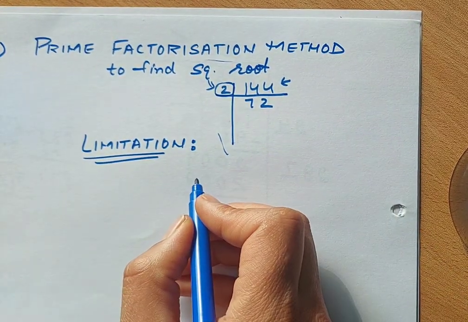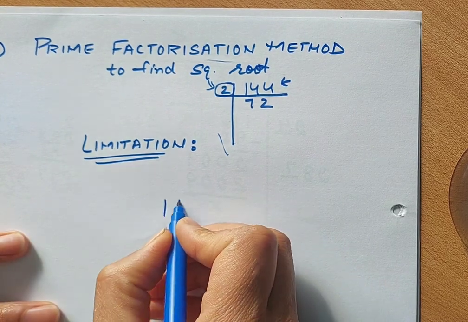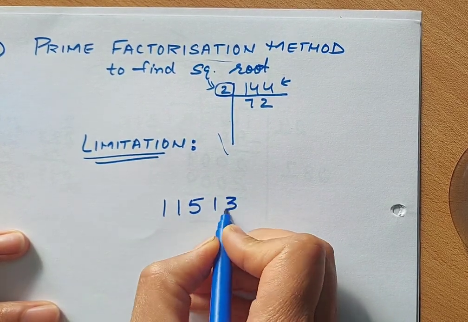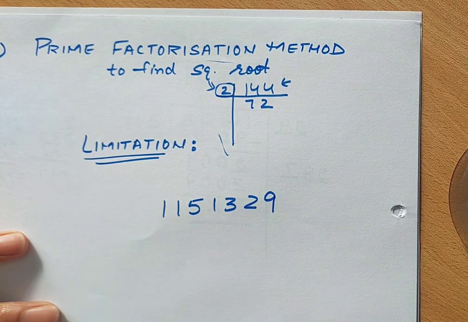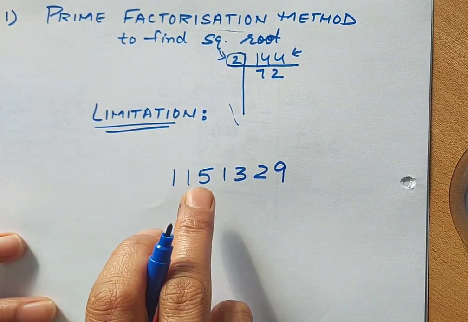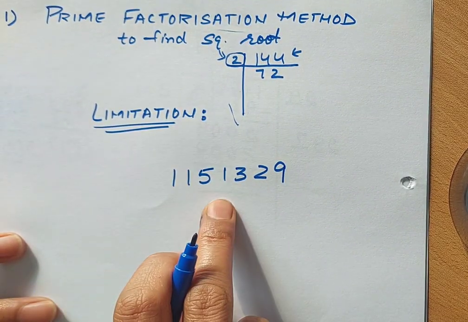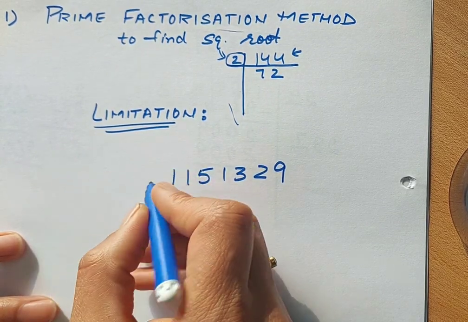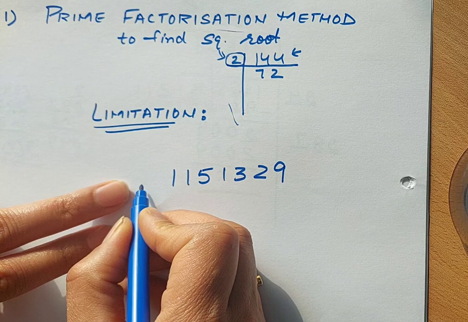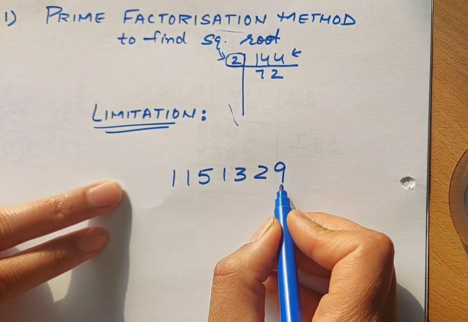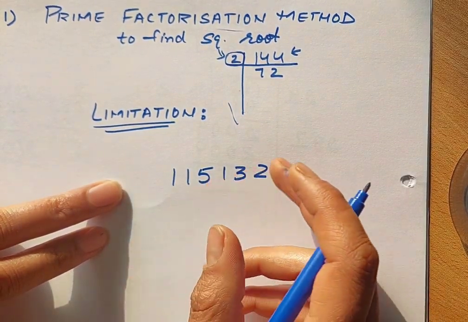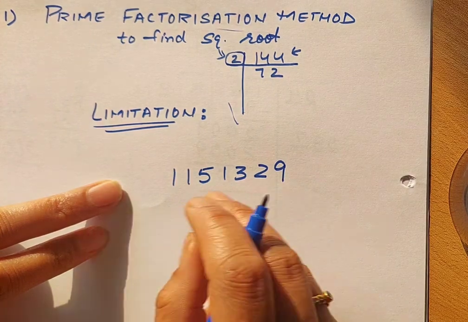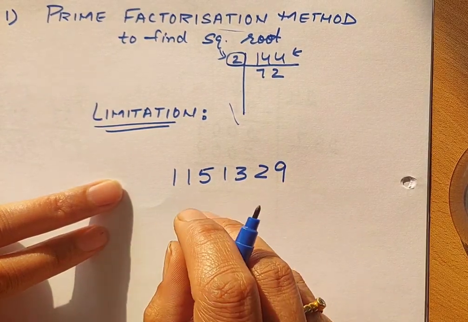Let's take this number here, 1151329. Suppose this is the number. And if I ask you to find out its square root, for that you need to open the number. If you try opening this number, you have to start with some prime number, but you will not get that prime number because this is not made up of 2, this is not made up of 3, not even 5, not even 7, not even 11.